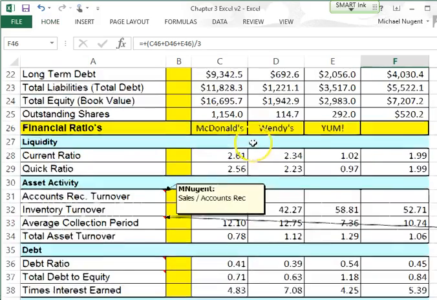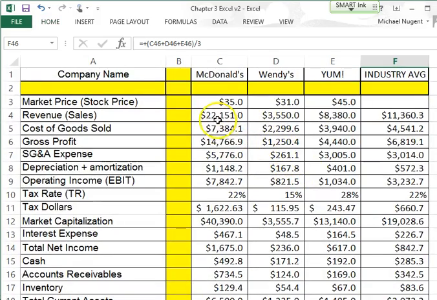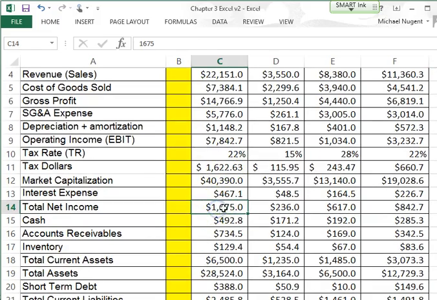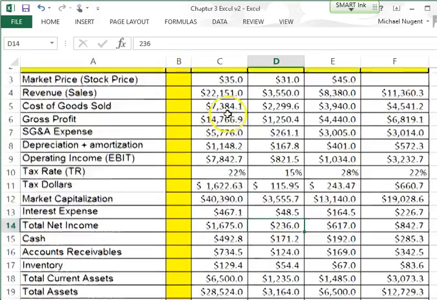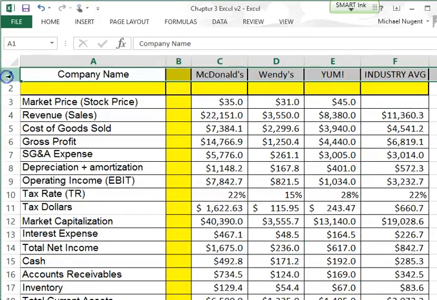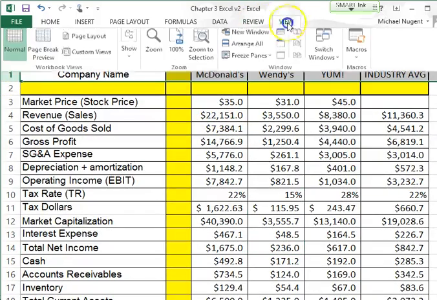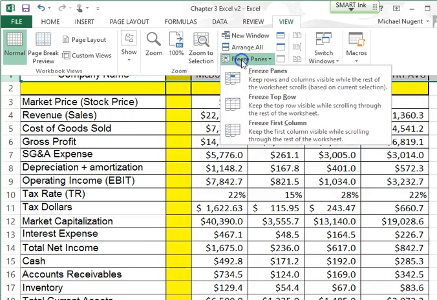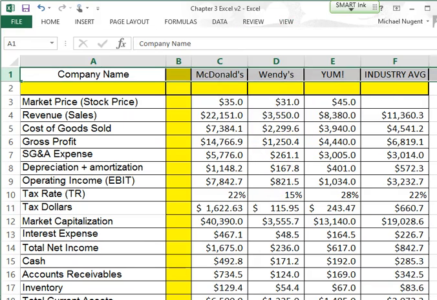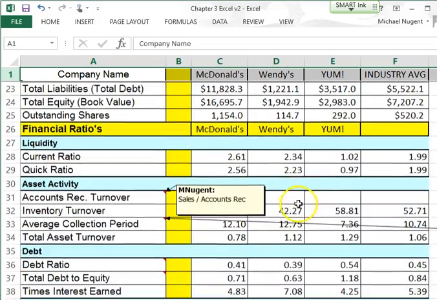Okay, so we go up to the top. We look at total net income here. McDonald's has $1.6 billion of income, profits. Yum has $617 million, and Wendy's has $236 million. So what I need to do here is go to view and freeze panes and freeze top row, so I always have Wendy's at the top.